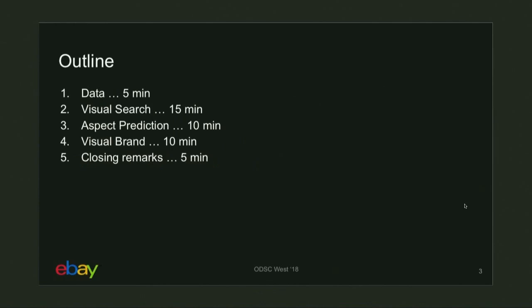This is the outline of the talk. For any research topic, I encourage my team to look at the data first, try to understand the data. Then once you understand the data, come up with a strategy for how to solve the problem that you are going to work on. So I'll give a very high-level overview of the data that we have at eBay for computer vision, and then talk about how we do visual search at eBay.